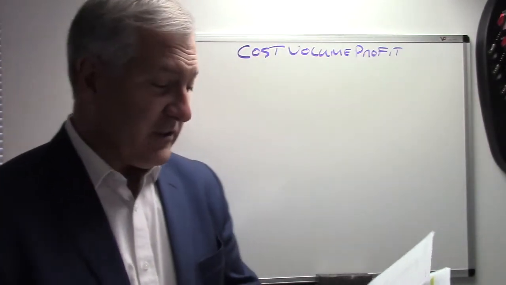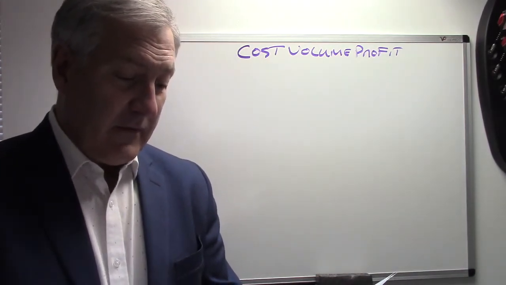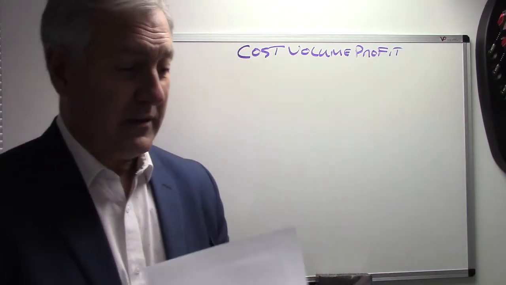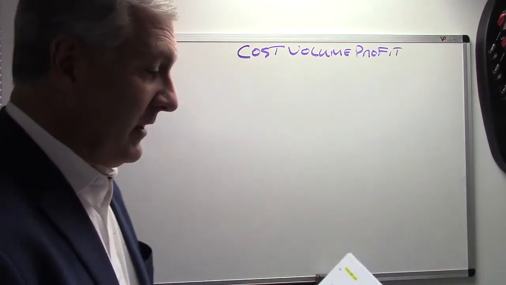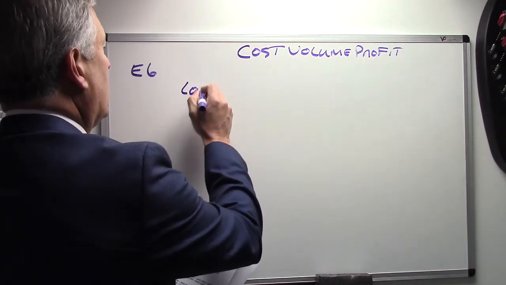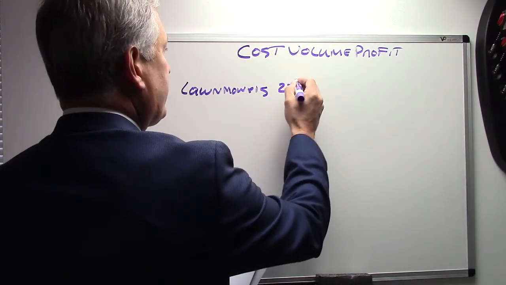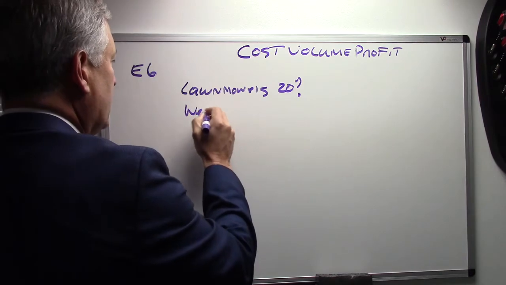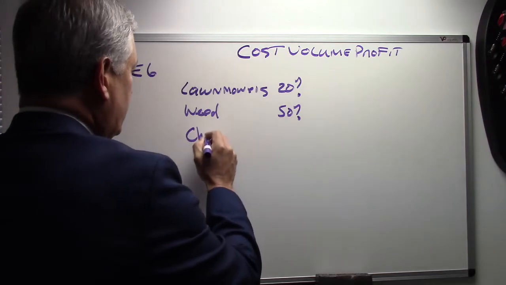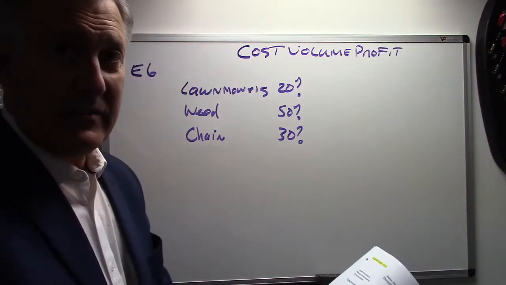So the very first question is, compute the number of units of each product that Yard Tools must sell in order to break even under this product mix. So it's a fairly straightforward calculation. So we have our lawnmowers, which is at 20%. We have the weed trimmers, which is at 50%. And we have chainsaws at 30%. I mean, obviously the sales mix has to add up to 100%.